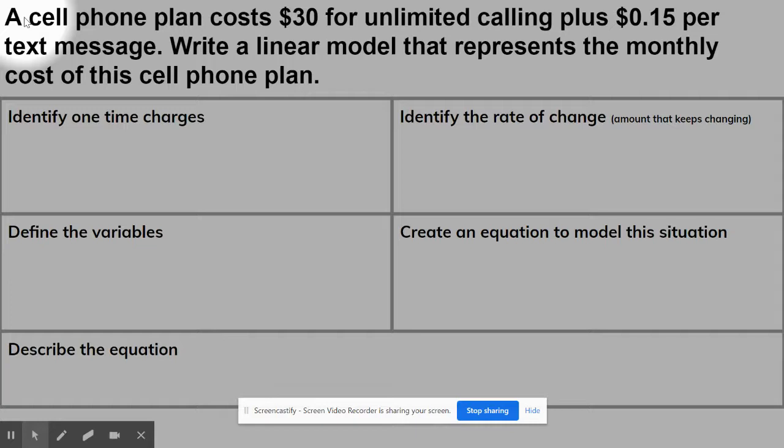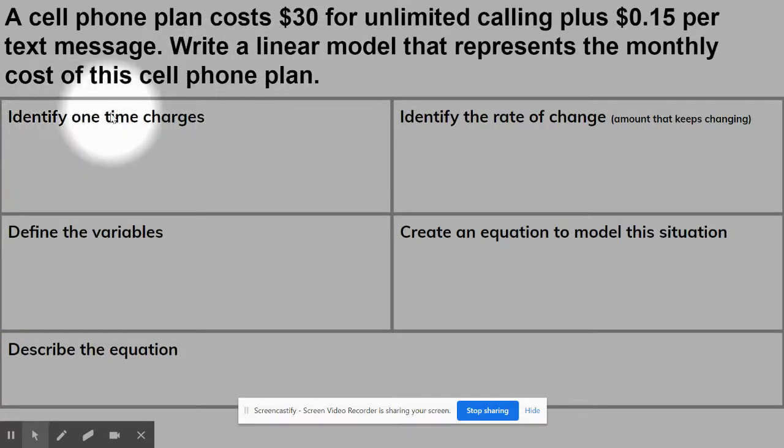So the problem says a cell phone plan costs $30 for unlimited calling plus 15 cents per text message. We're going to write a linear model that represents the monthly cost of this cell phone plan.